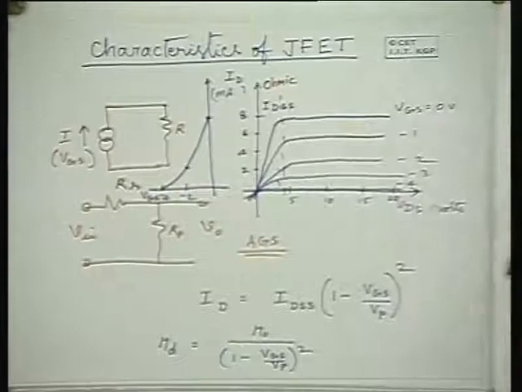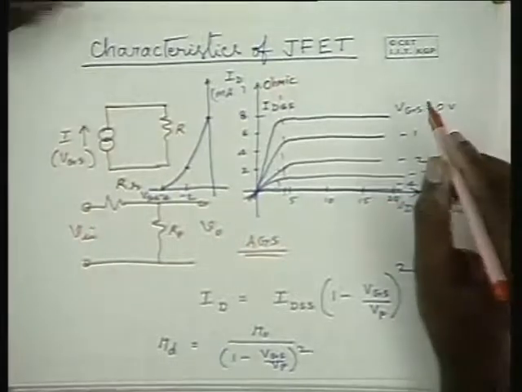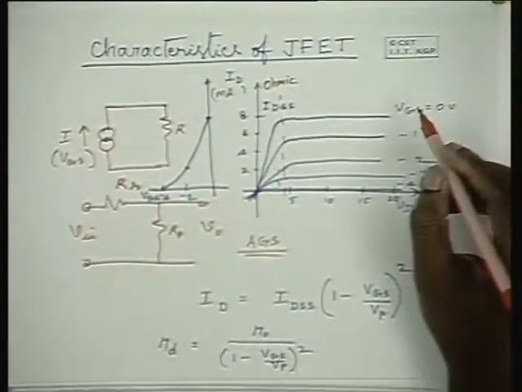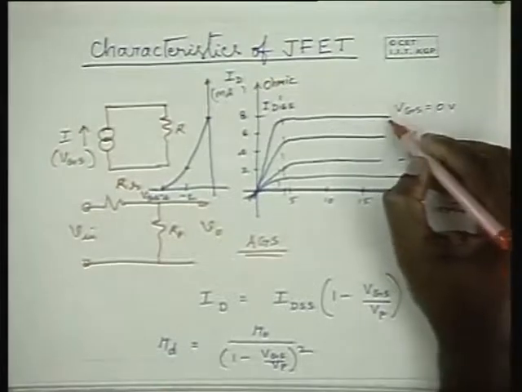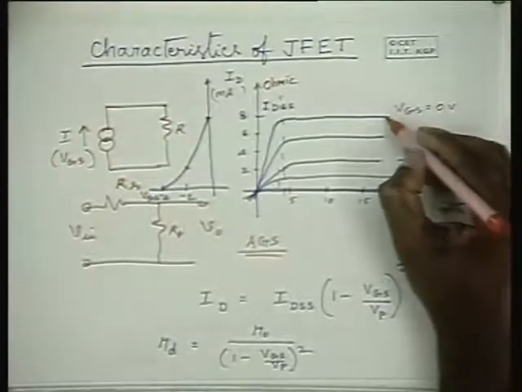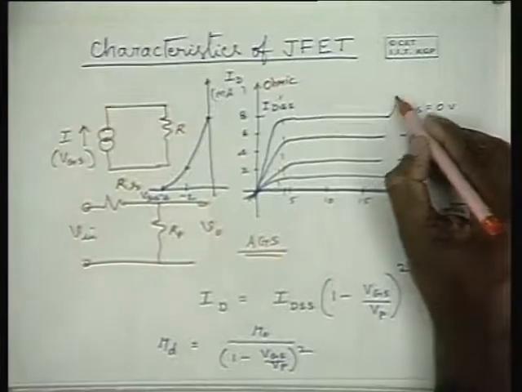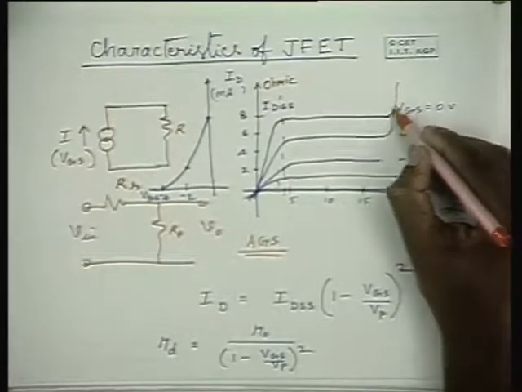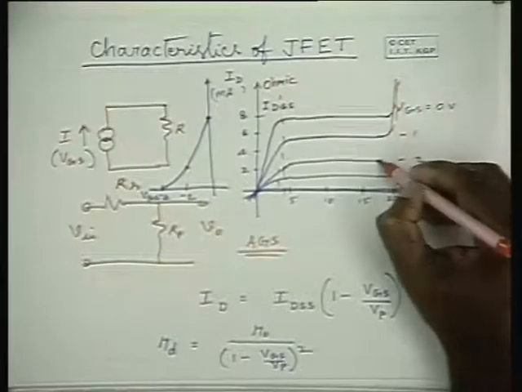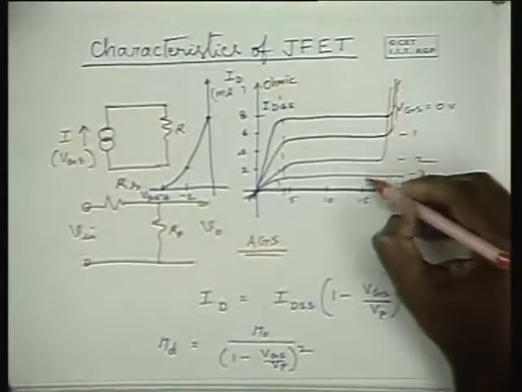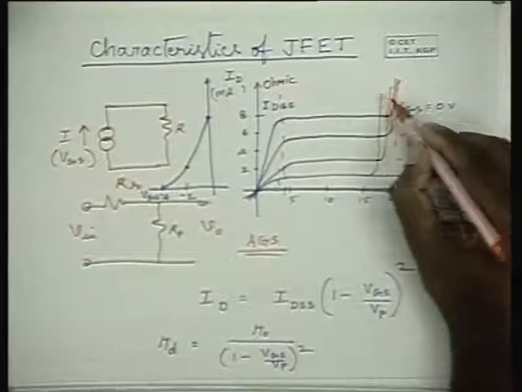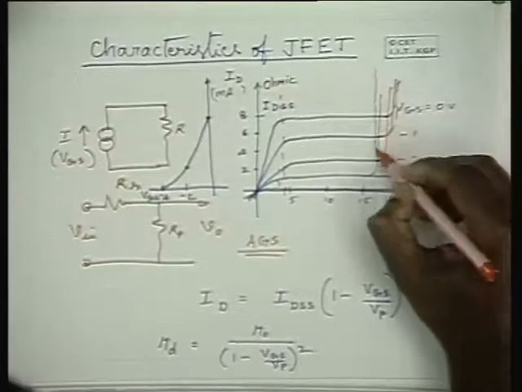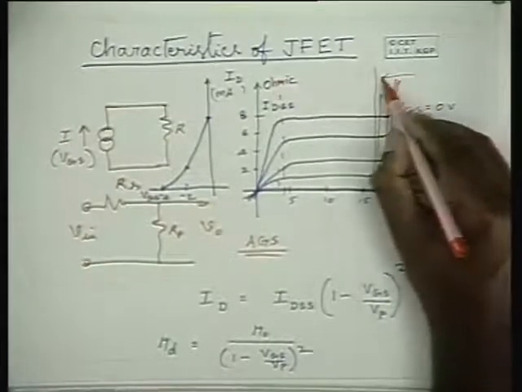Well, here let me extend these characteristics. If you increase the voltage further, there would be breakdown occurring in the semiconductor, and the current increases tremendously with a slight increase in the potential in this fashion. So this region is known as the breakdown region.